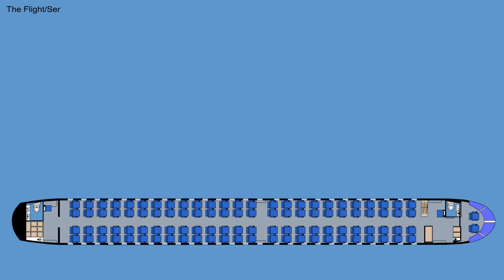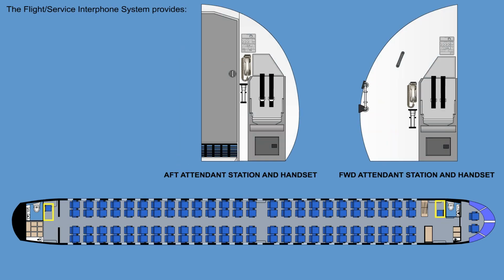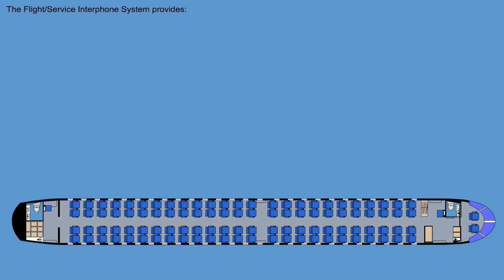The Flight Service Interphone System provides communication between flight deck crew and cabin crew, or among the cabin crew. There are two cabin interphone stations, one at the forward and one at the aft section of the aircraft. A cabin annunciation system provides visual indication for the flight attendant.